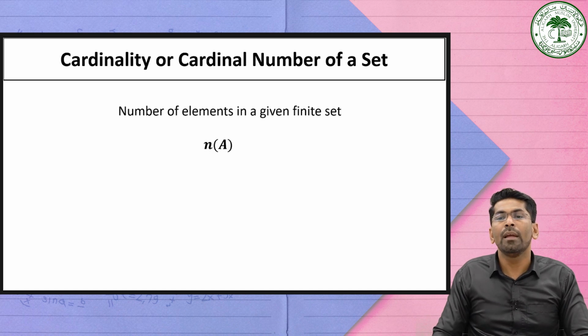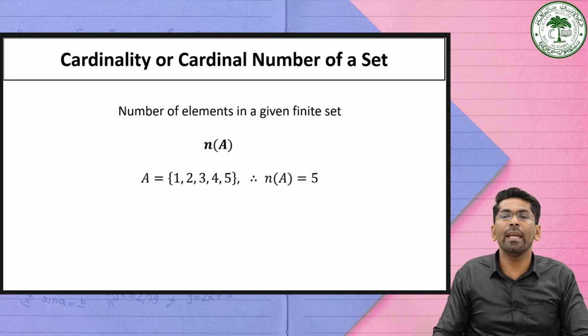For example, if we have a given set A equal to {1, 2, 3, 4, 5}, then the number of elements in the given set A is equal to 5, because there are 5 elements in the given set. So it is obtained by counting the actual elements within the given set. Here we can say 1, 2, 3, 4, 5. So there are only 5 elements in the given set.